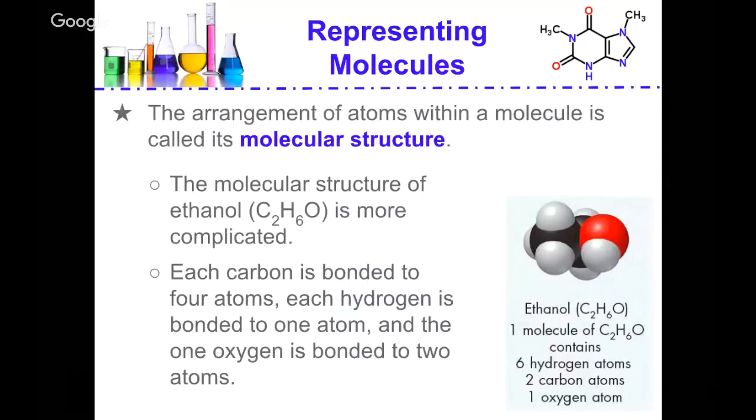And then we can look at the structure of ethanol, C2H6O, and that's more complicated. Each carbon is bonded to 4 atoms, each hydrogen is bonded to 1 atom, and the oxygen is bonded to 2 atoms. We're going to have more practice drawing these and figuring out how they are arranged and the order that they go in when we get further into this chapter. So if you don't know how to do this right away, do not worry. I will be here to help you later on.